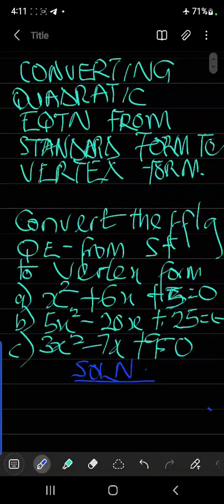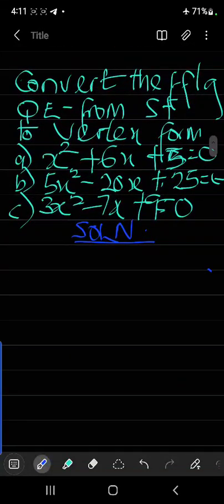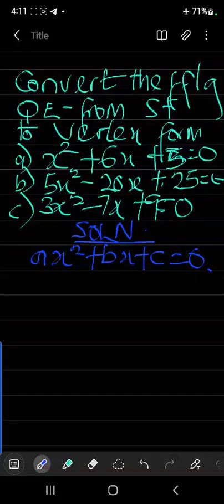How to convert a quadratic equation from standard form to vertex form. They say convert the following equations from standard form to vertex form. The first one, number 1. Now, what is the standard form of every quadratic equation? We've said that the standard form of every quadratic equation is ax squared plus bx plus c equals 0, where a, b, c are constants, right?